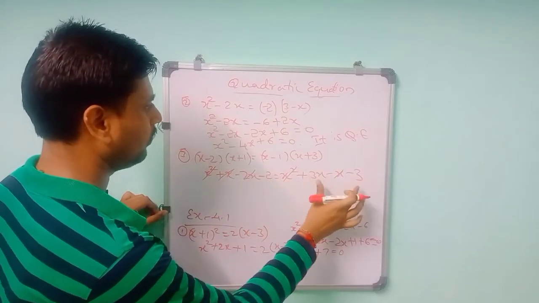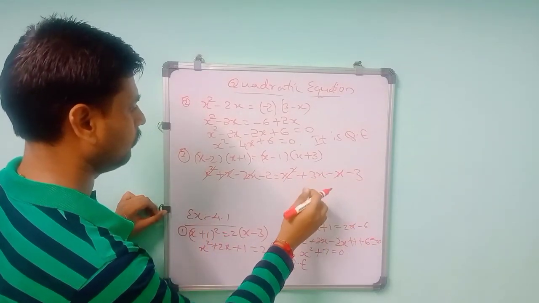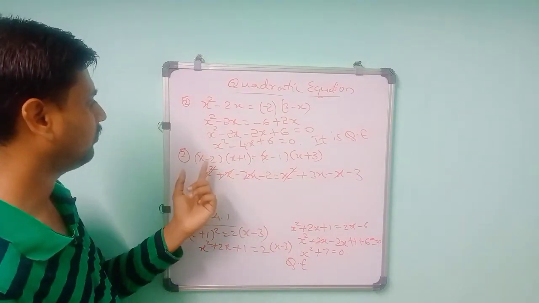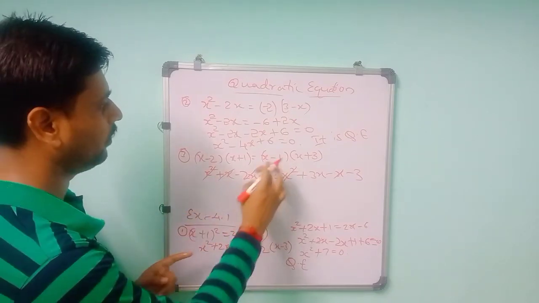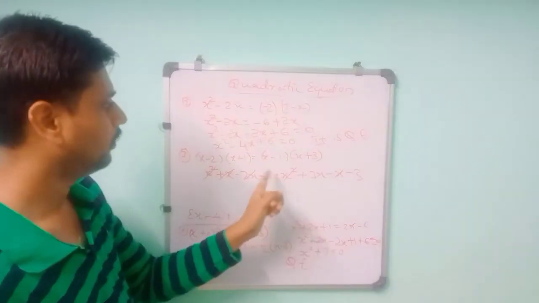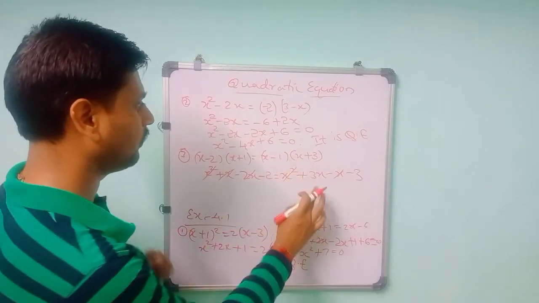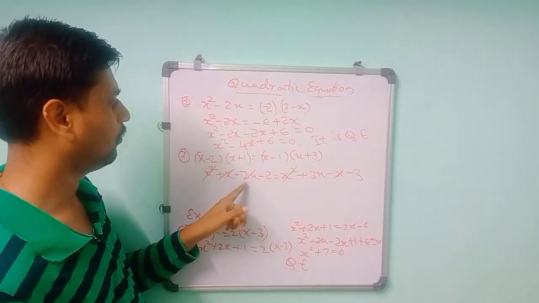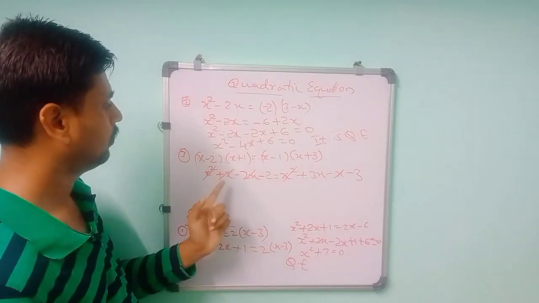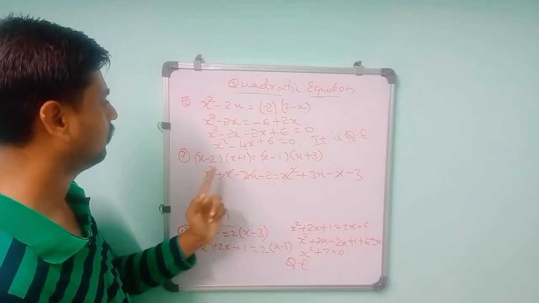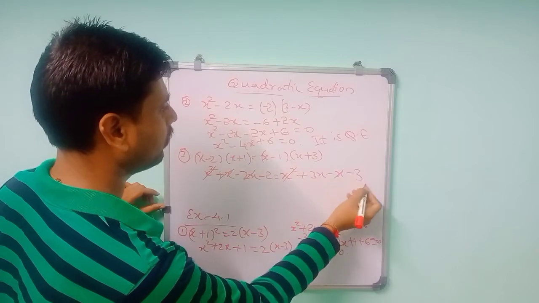So minus 2 and minus 3 is in this one. If it comes, it means x square plus x minus 2x minus 2, then x into x is x square, then plus 3x minus x minus 3. So 3x minus x is 2x. Here also minus 2x, this one plus x. So here 3x is there, then minus x is there, and minus 3 is there.